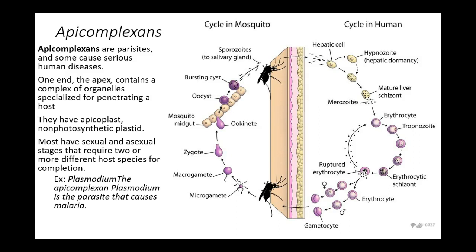On one end there's an apex that contains complex organelles specialized for penetrating a host, and this is what allows them to get into the mosquito in the first place. They have sexual and asexual stages. They require two or more different hosts for completion. So we want to look at this cycle so we can put it in our head as, oh, that is the group that causes malaria. You can put this together with a parasitic group that causes malaria.